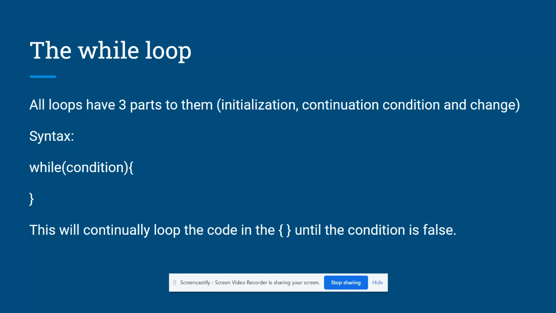And no matter what type of loop you do, you'll always have three parts. You'll have an initialization, a continuation condition, and a change. The syntax for a while loop looks like this in Java: the keyword while followed by round brackets in which you put a condition for continuation, and then curly brackets, opening and closing, that delimit the start and the end of the body of your loop. Those are the statements you want to repeat over and over again.